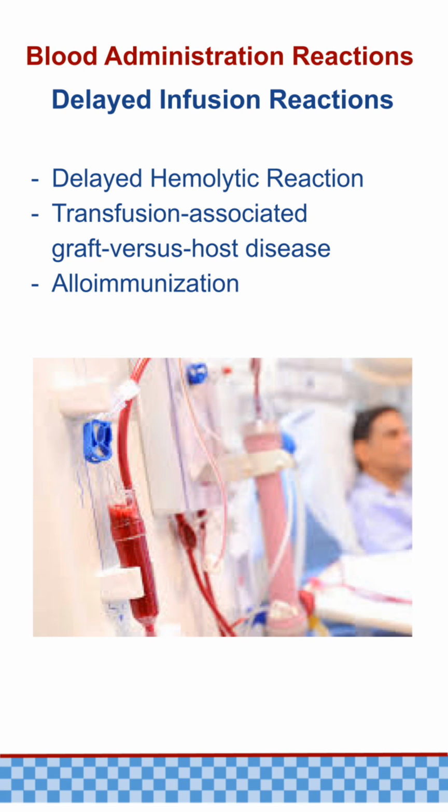Delayed hemolytic transfusion reactions. This is the most common type, occurring 1 to 28 days after the transfusion. It's caused by the recipient's immune system recognizing and destroying incompatible red blood cells from the donor. Symptoms include fever, fatigue, jaundice, and dark urine.